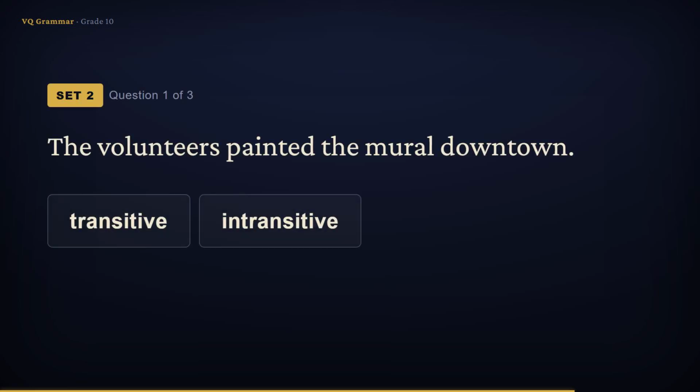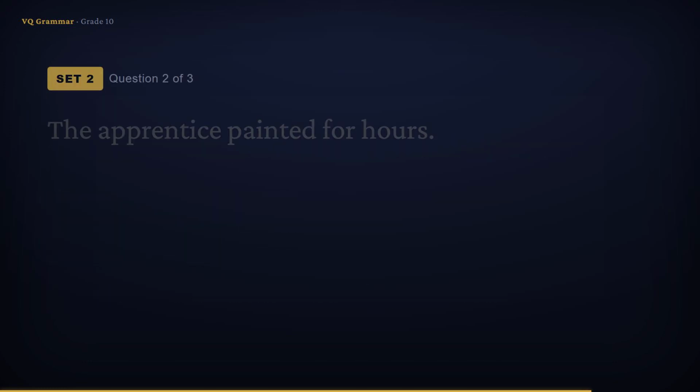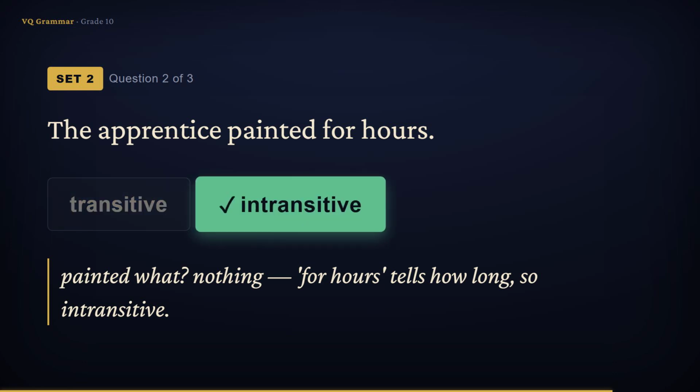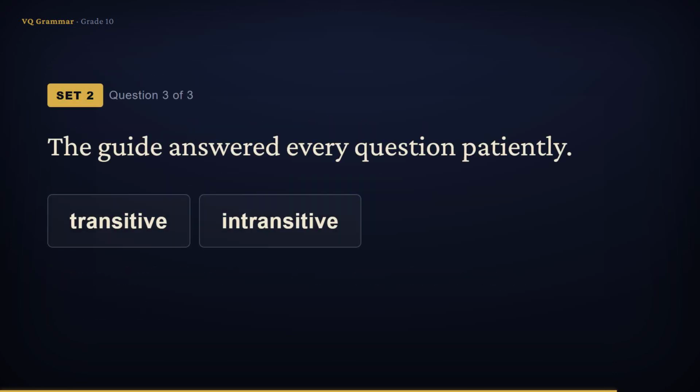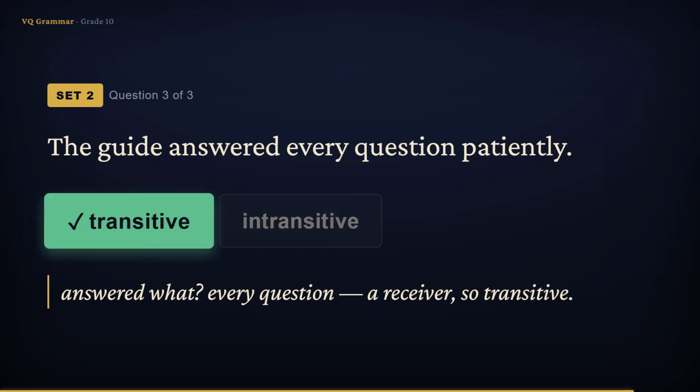The volunteers painted the mural downtown. The verb is painted. Painted what? The mural. There's a receiver, so in this sentence, painted is transitive. The apprentice painted for hours. Same verb, painted, but ask, painted what? Nothing. For hours only tells how long she painted, so this time, painted is intransitive. The guide answered every question patiently. The verb is answered. Answered what? Every question. A word answers, so answered is transitive here.